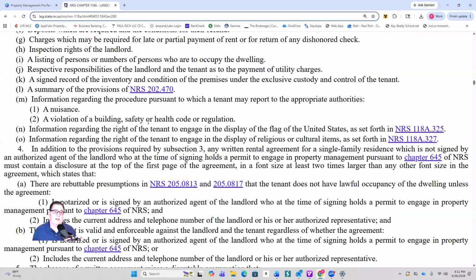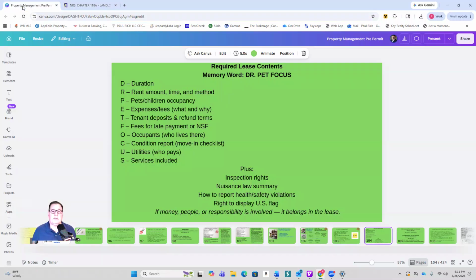Remember the memory phrase, Dr. Pet Focus, and be sure that all of those provisions are part of the lease agreement.